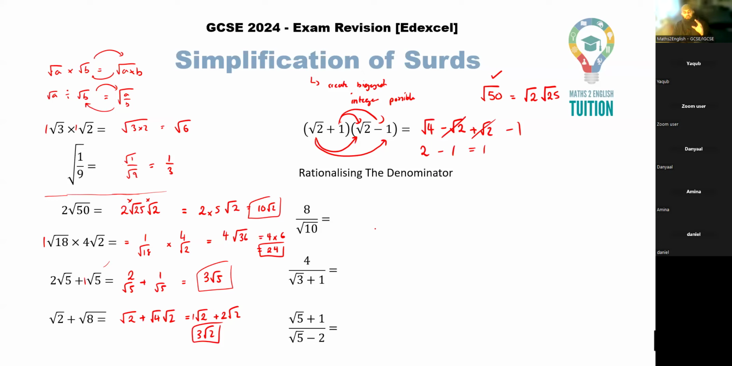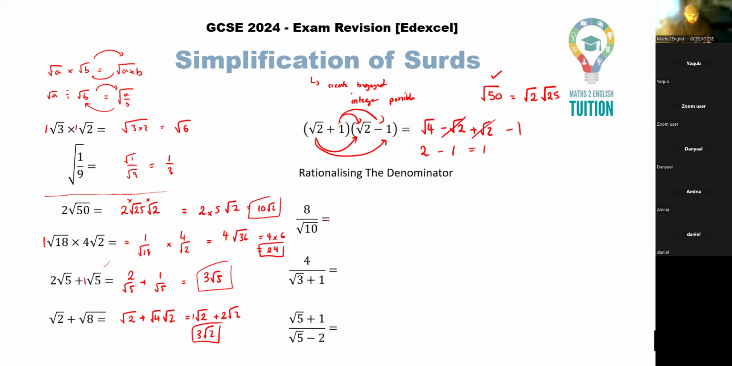Okay, understand how to expand brackets using surds. Similar concepts, but it's just expanding brackets using surds. Surds only go with surds. Rational numbers only go with rational numbers. Okay, next one over here.